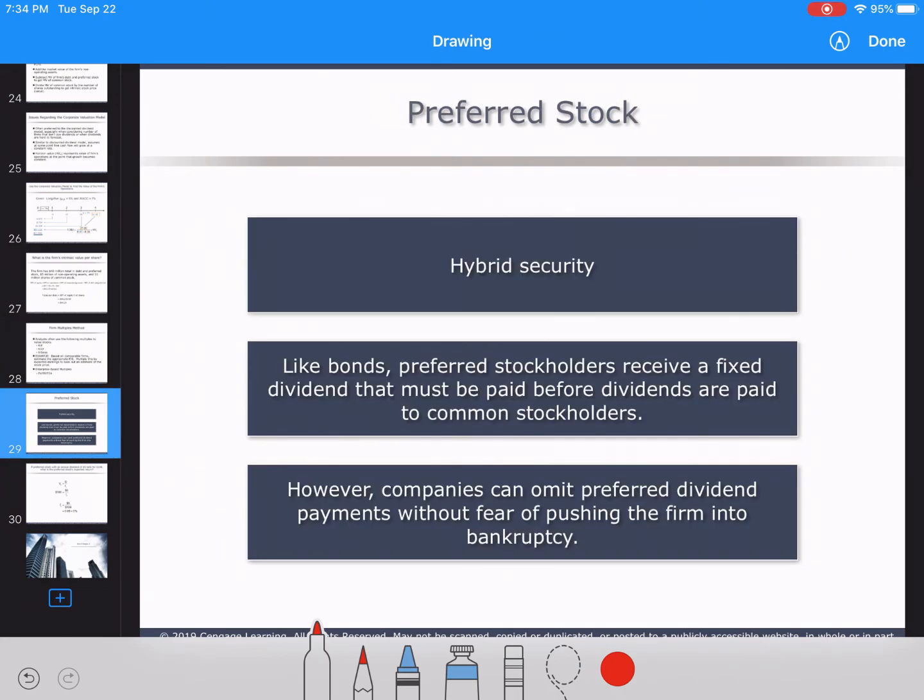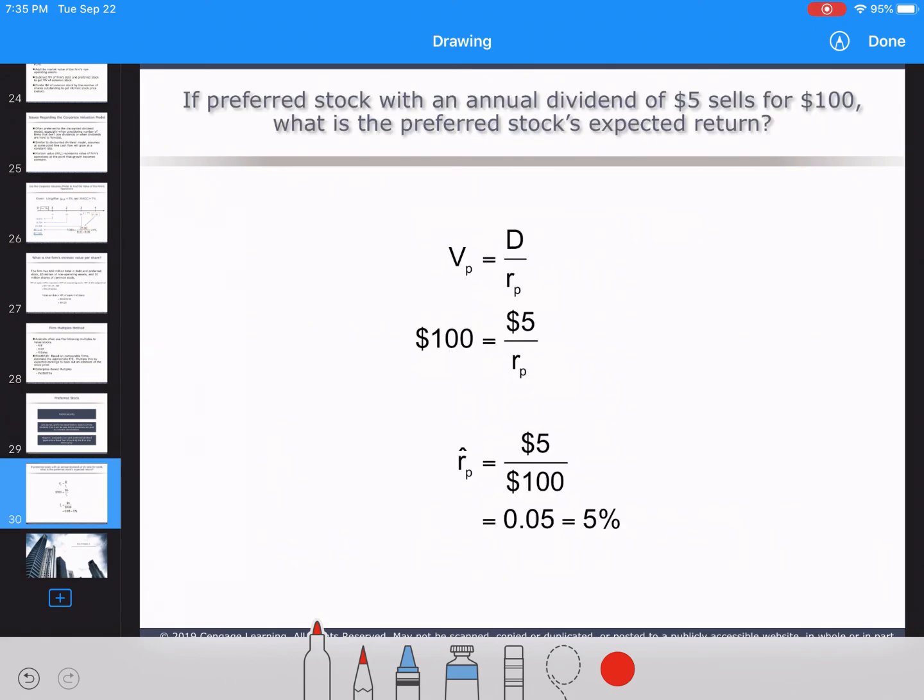Preferred stock is just a hybrid security. It is like a bond because it has a fixed dividend, and then it is like stock because if things are bad, the dividends can be not paid, and they will be paid in arrears. And preferred stock valuation is this one: the dividend divided by the preferred required rate of return.